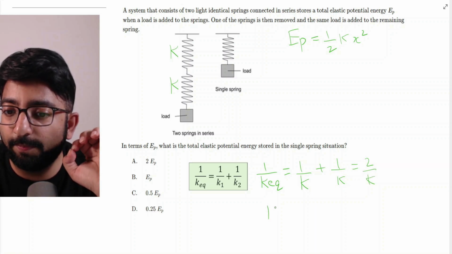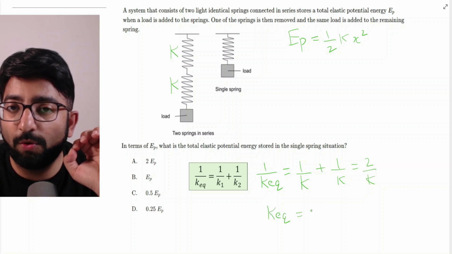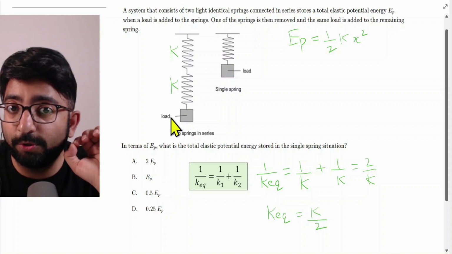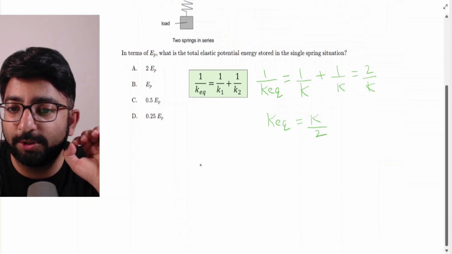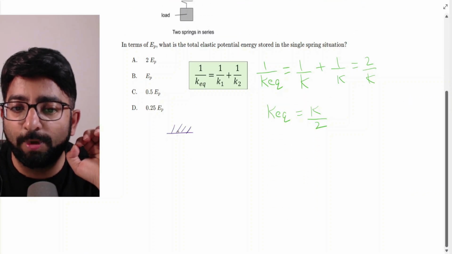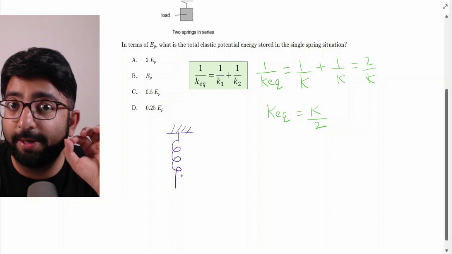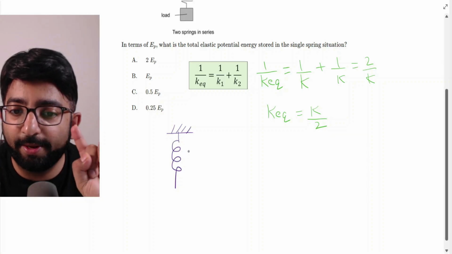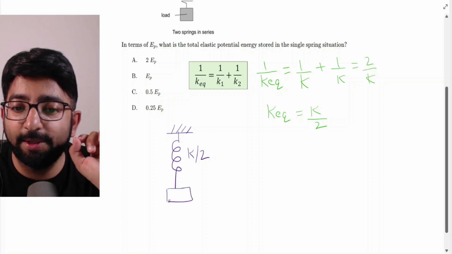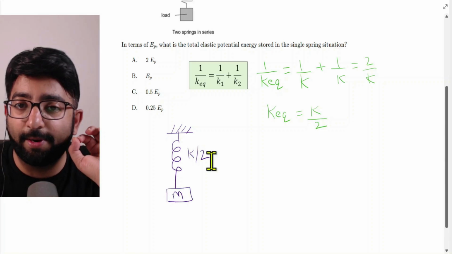And if we take the reciprocal, the equivalent spring constant will come out as K by 2, which means instead of two springs, we can attach just one spring. So let us draw. This is the same situation, case number 1. We are removing both the springs but connecting one spring, which is having a spring constant of K by 2. And then there is a block of, let's say, mass M attached to it.